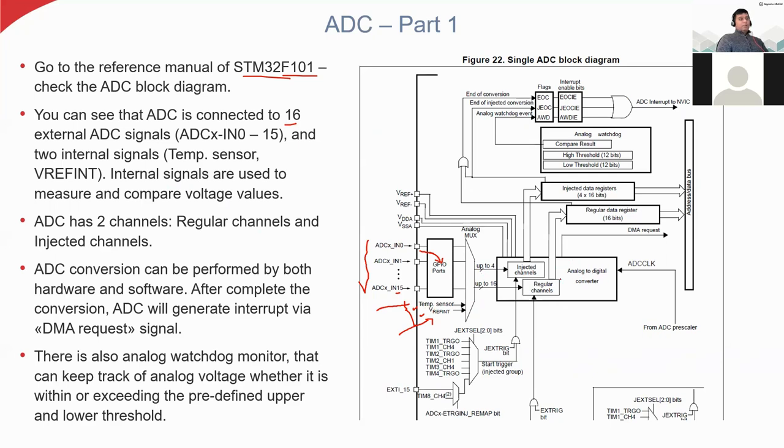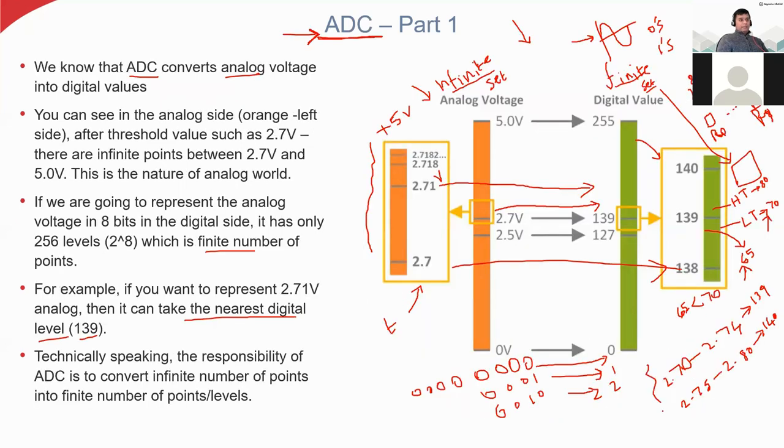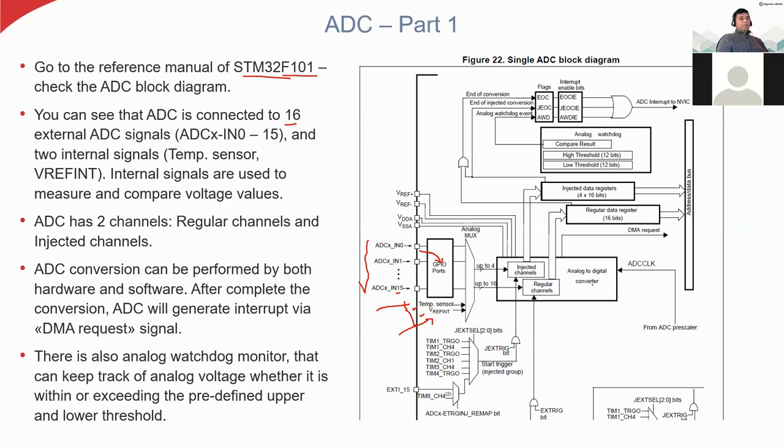In the analog to digital converter, we have two channels, that is injected channel and regular channels. As I said, we are not going to see the technical operation inside, but I already explained the logic. This is what is happening technically inside. But here we are using these two channels. So we will now see in detail these channels and the different modes of conversion.